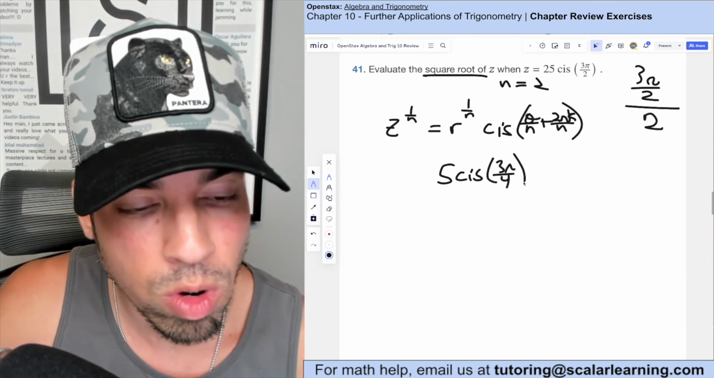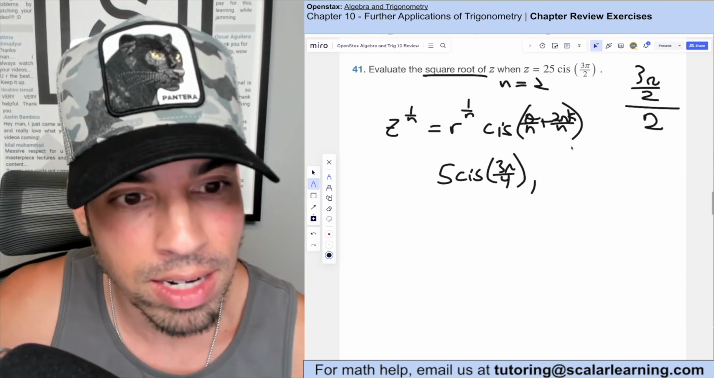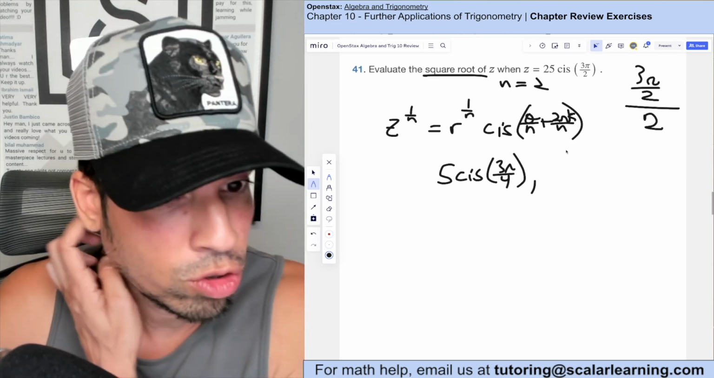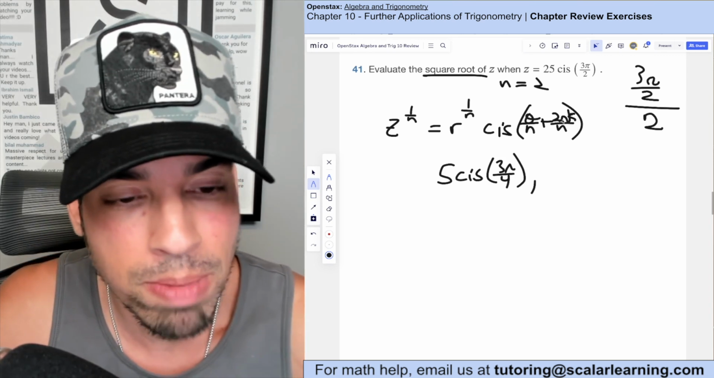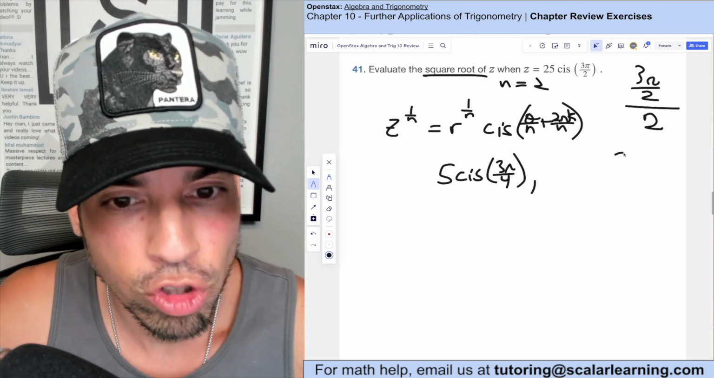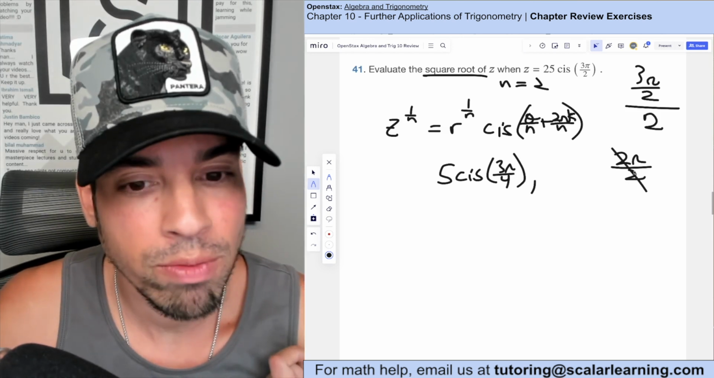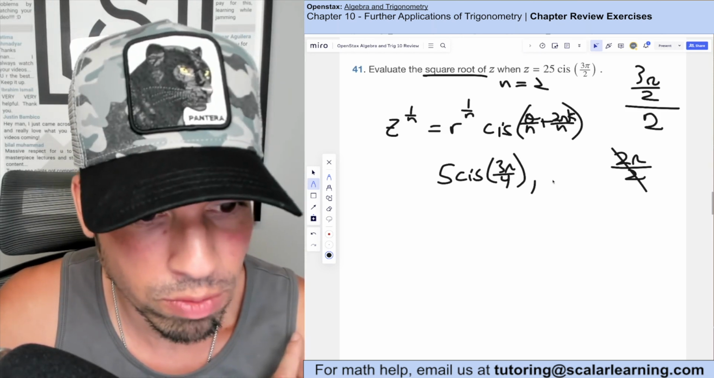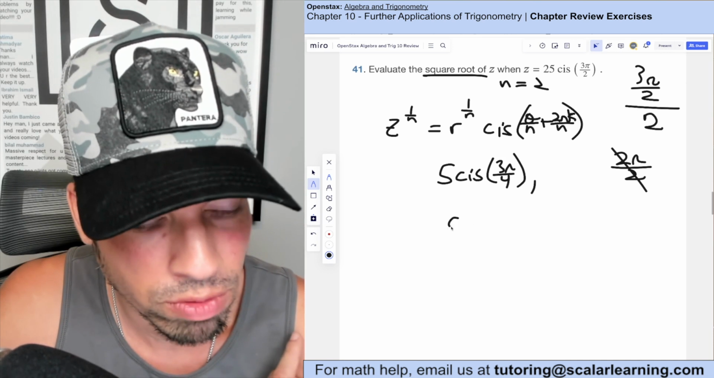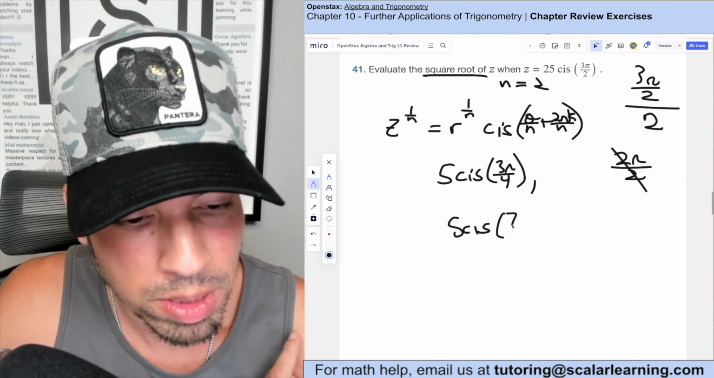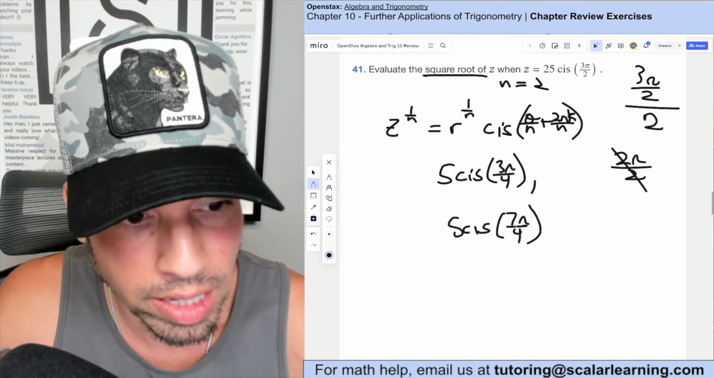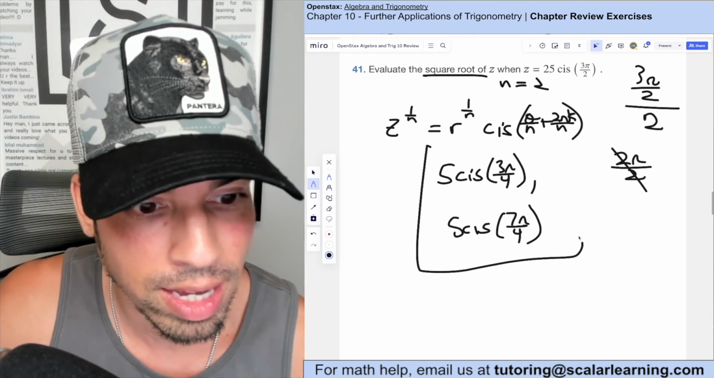Now, that's one of the values, and then we can keep adding values, up until we get to 2 pi. That's going to be kind of the cap. So we can keep adding multiples of 2 pi over n, which is 2 pi over 2, which is pi. So if we add pi to this, that's like 4 pi over 4. That gives us 7 pi over 4. So another possibility would be 7 pi over 4. And these are the two answers from 0 to 2 pi. That's how you do it.